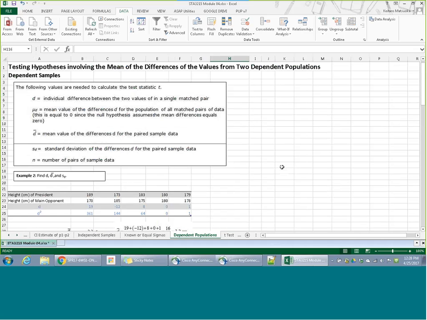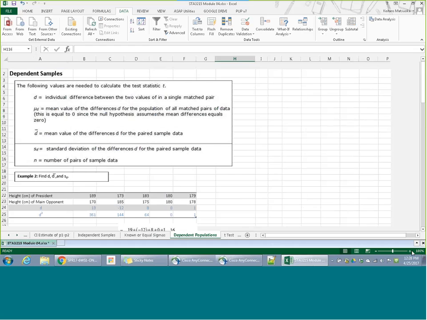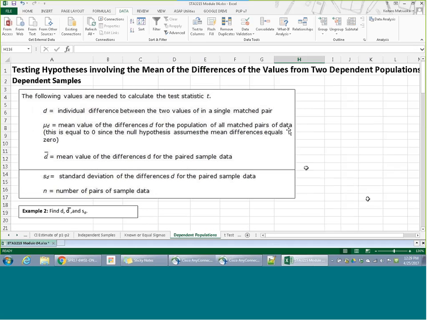Okay, so moving on. Now let's look at the dependent samples, paired samples. We're going to be testing hypotheses involving the mean of the differences of the values from two dependent populations. Okay, that's a mouthful. Basically, we're looking at dependent samples and then the mean of the differences, which requires you to learn a few more terms.